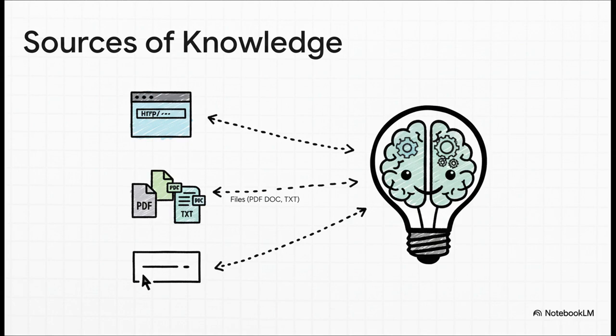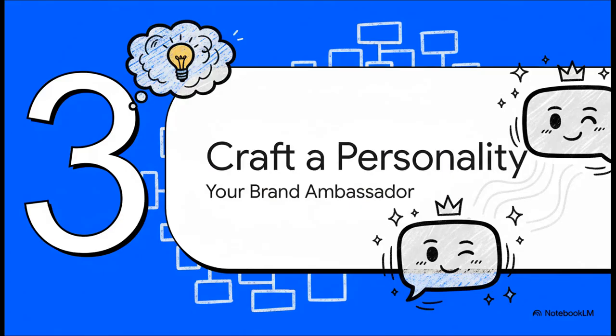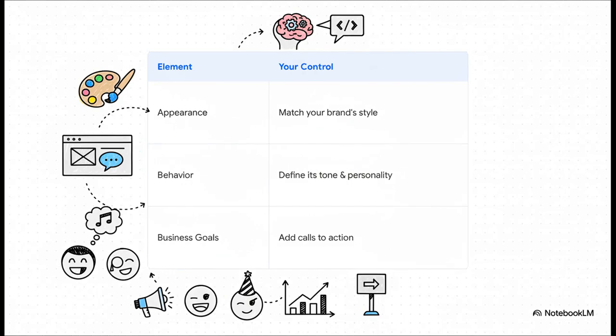Simple as that. Okay, so having a smart assistant is one thing, but having one with personality, oh, that is a total game changer. This isn't just about spitting out answers. It's about making sure your brand's unique vibe comes through in every single conversation. And just look at the level of control you have here. You can tweak its appearance so it perfectly matches your brand's colors and style. You get to decide on its behavior. You want it to be super formal and professional? Done. Or maybe more friendly and witty. You can do that too.